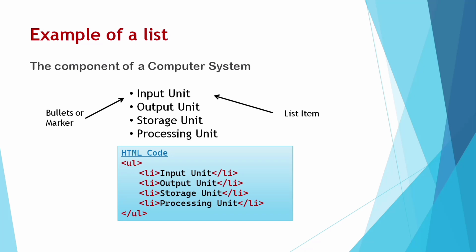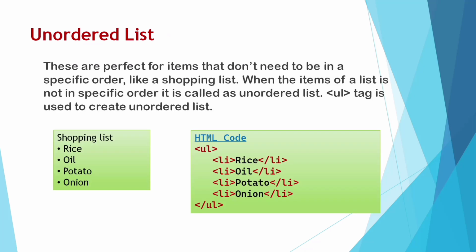We are getting three types of list: ordered list, unordered list, and description list. First we are going to discuss unordered lists. These are perfect for items that do not need to be in a specific order. We can write them any way. For example, suppose I am creating a shopping list. If I replace the position of oil with onion or rice, my shopping list will still be the same. So when we have to arrange this type of data in our web page, we use an unordered list.